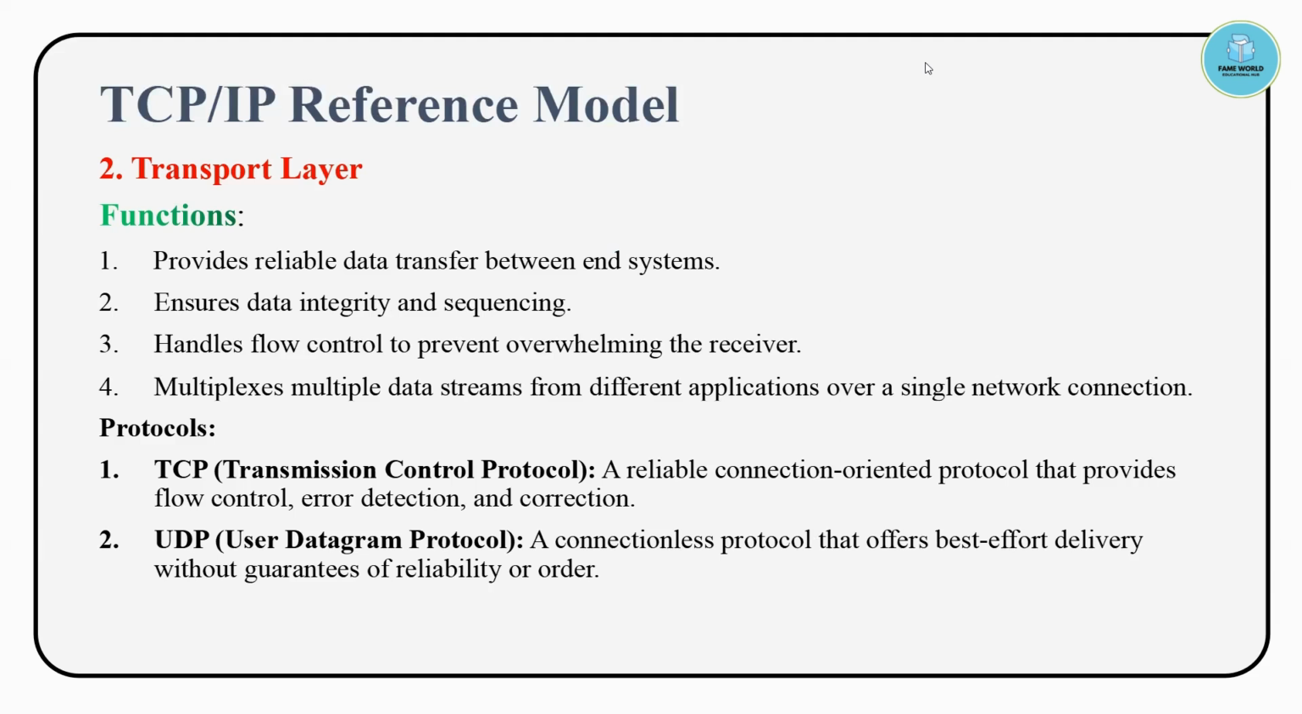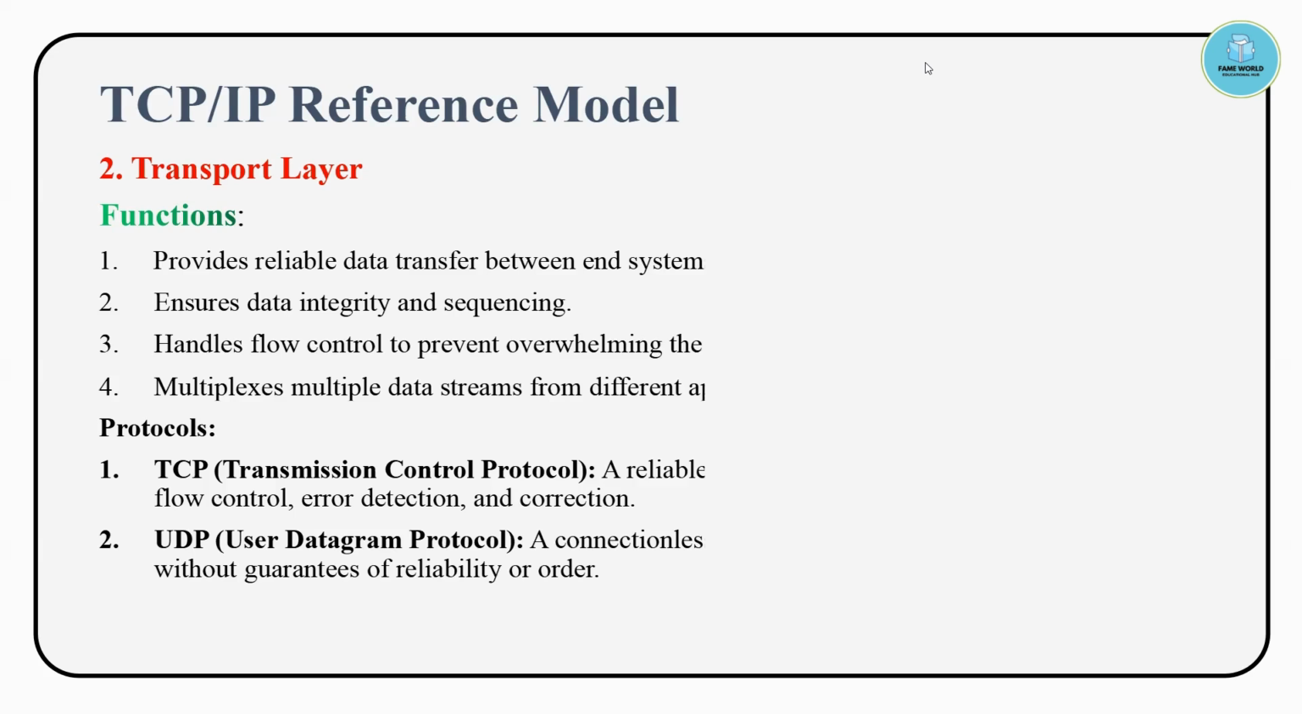TCP, that is the Transmission Control Protocol, is a reliable connection-oriented protocol that provides flow control, error detection and correction. And UDP, that is the User Datagram Protocol, is a connectionless protocol that offers best effort delivery without guaranteeing reliability or order. So here the reliability is not there in UDP, but in TCP the reliability is present. But both are used according to the requirements.